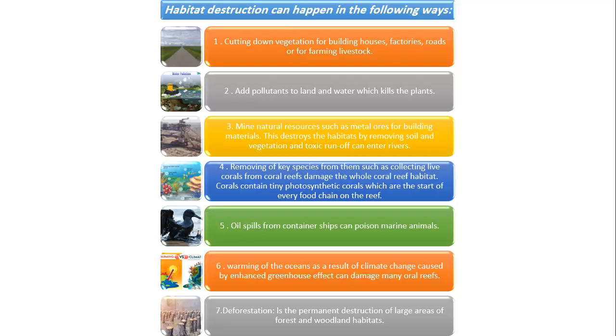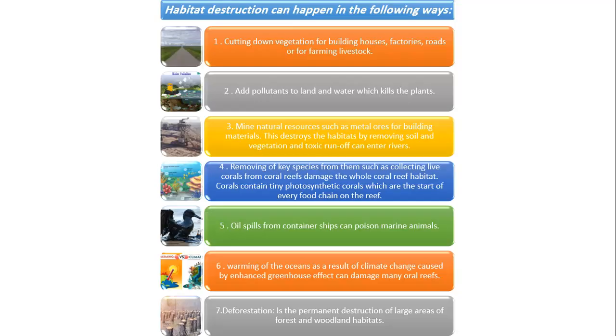Mining for natural resources. Mining is when we dig to bring out something that we need, like ores, like gold, or oil and natural gas, or coal. So this is what we call mining. When we mine, we destroy the habitat. Why? Because we remove the soil and the vegetation, and some of these materials that we're getting out can be toxic and they can run off into the rivers and even be absorbed by the land. So this is very, very dangerous.